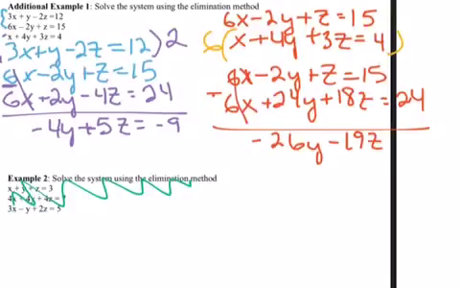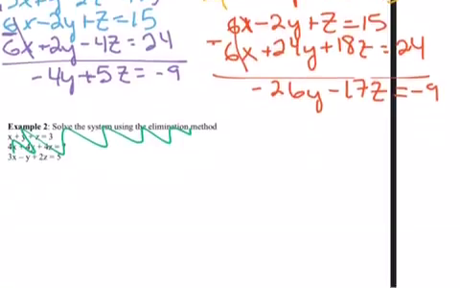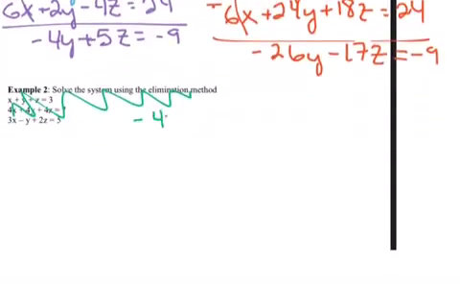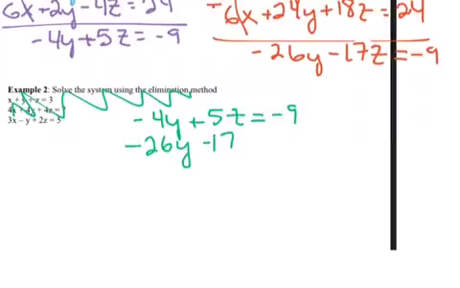No, minus 17, excuse me, if I could add. And then 15 minus 24, negative 9. So now I've got my two equations. I've got negative 4y plus 5z equals negative 9. And I've got negative 26y minus 17z equals negative 9.